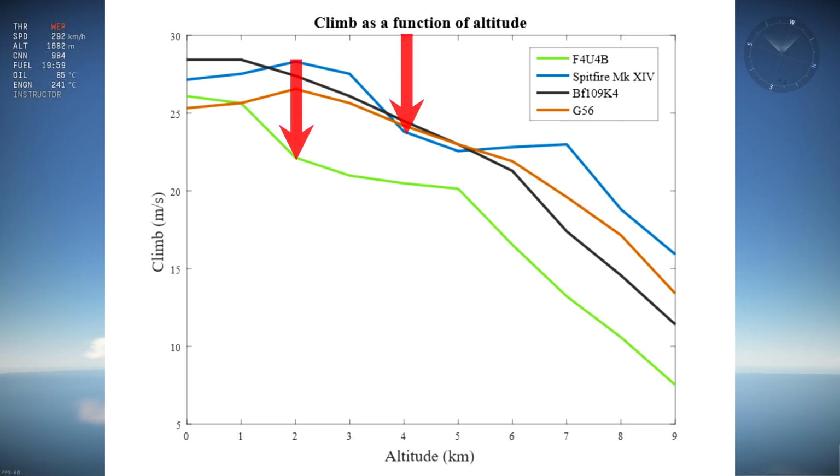Once again, the dips in climb performance of the Spitfire and F4U-4B indicate that the supercharger gear switch altitude is close, and that's where the Axis fighters will have the highest climb difference.